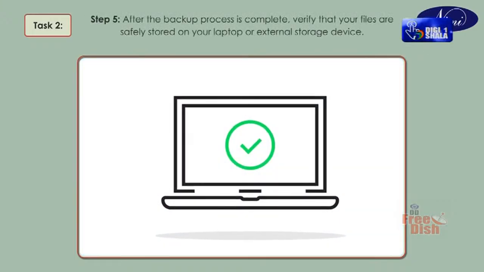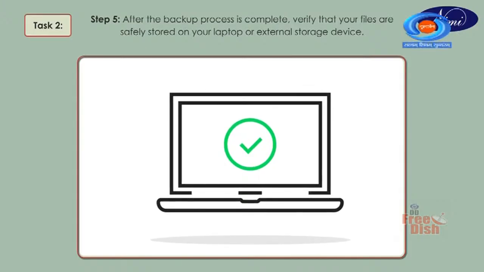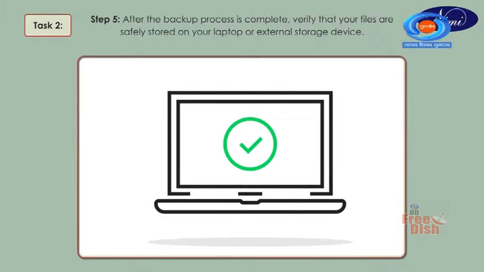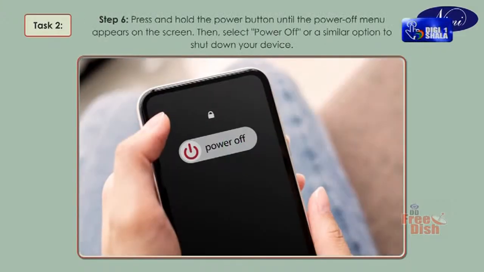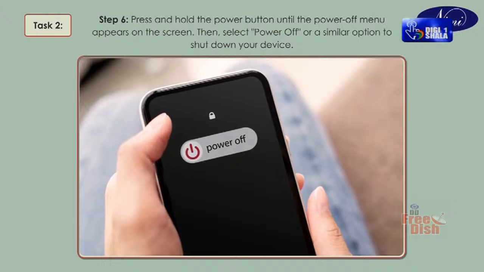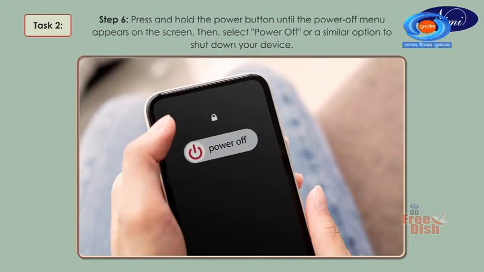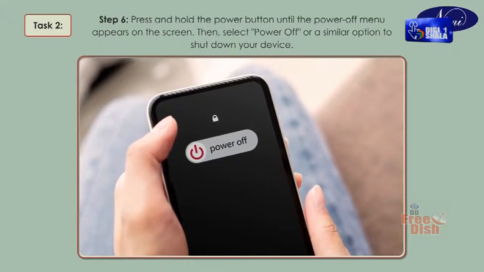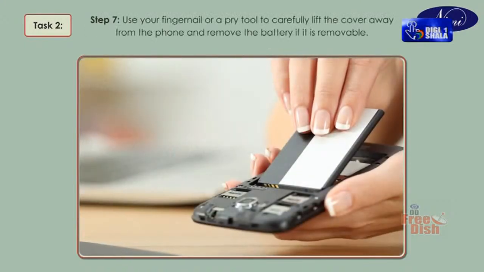Step 5. After the backup process is complete, verify that your files are safely stored on your laptop or external storage device. Step 6. Press and hold the power button until the power off menu appears on the screen. Then select power off or a similar option to shut down your device. Step 7.